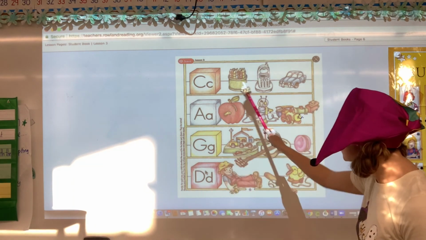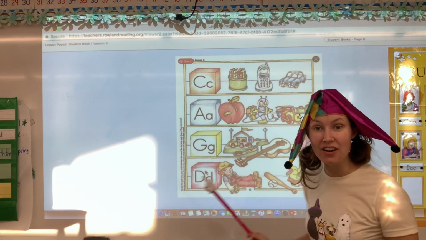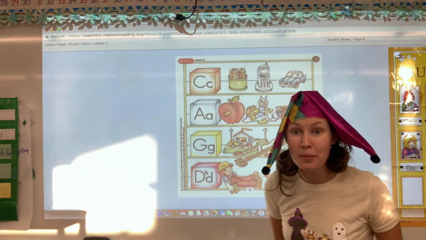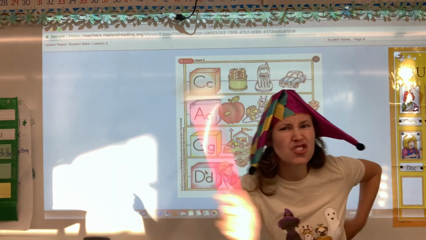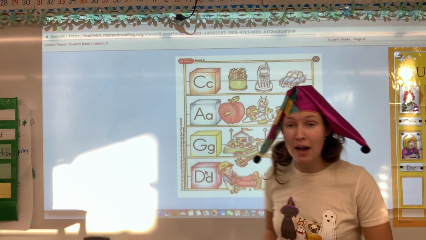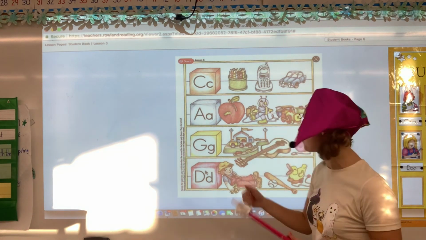Now, there are some toys on each row next to the letters. And on each of these toy shelves, there are 2 that start with that letter sound. So what you need to do is find the one that does not start with that letter. And then you're going to put an X over it. So I'm going to help you with the top row, and then you're going to finish this page for homework.